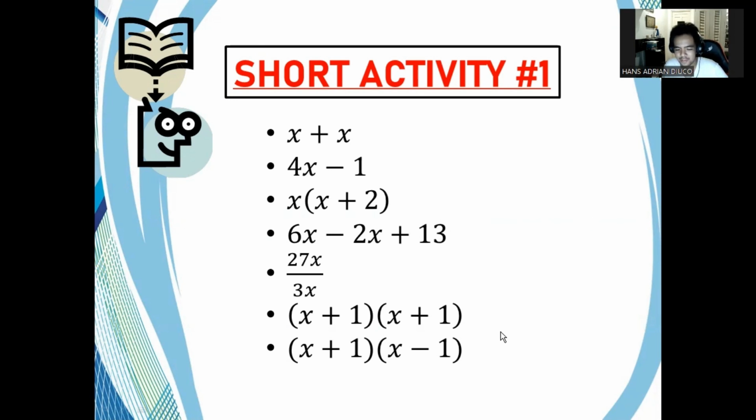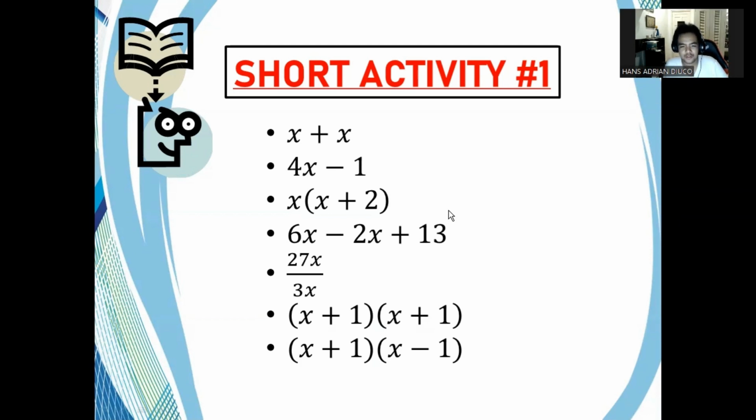Anyone other than number 11? Okay, number 2 answered x squared minus 1. Yeah, don't forget this is the difference of two squares, since it's plus and minus. The other one is the perfect square trinomial.